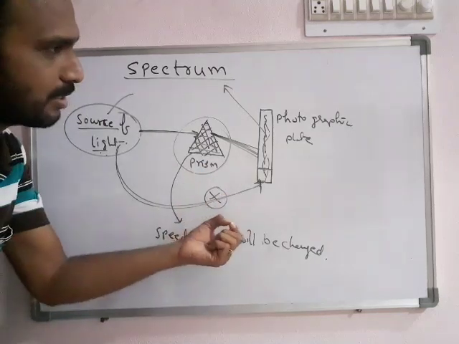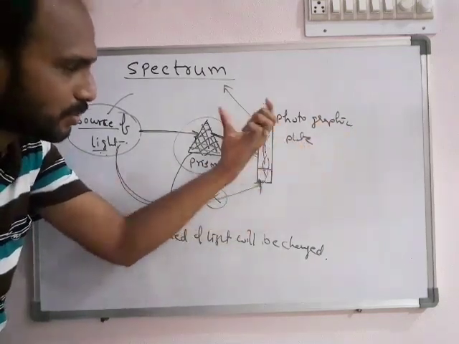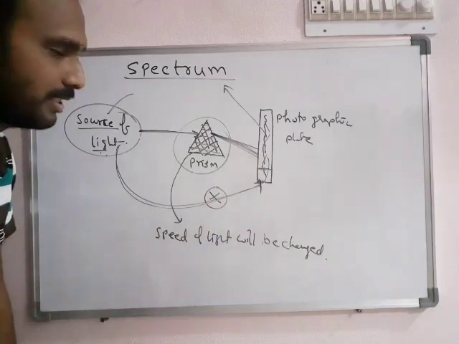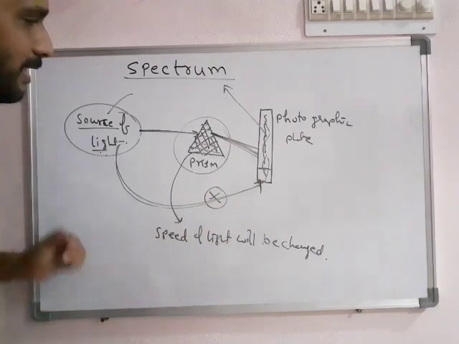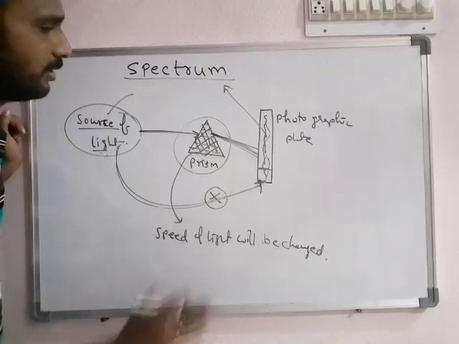Then how to get the picture? On the photographic plate only we will get that picture. Okay. If you take any spectrometer, it consists of 3 parts.